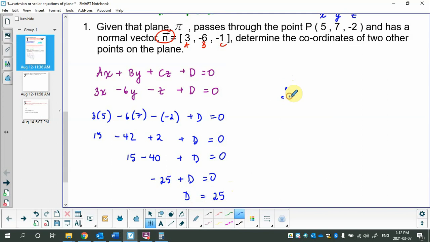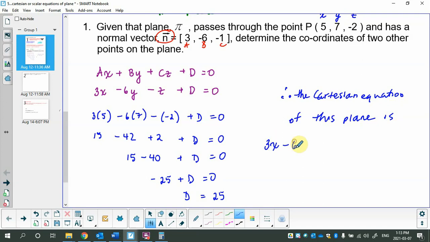So therefore, the Cartesian or scalar equation, because these are all scalars, not dependent on a vector, of this plane is our a x, our b y, our c z, plus the 25, which is our d, equals 0. And now we can go on and answer the rest of the question, which is to determine the coordinates of two other points on the plane.